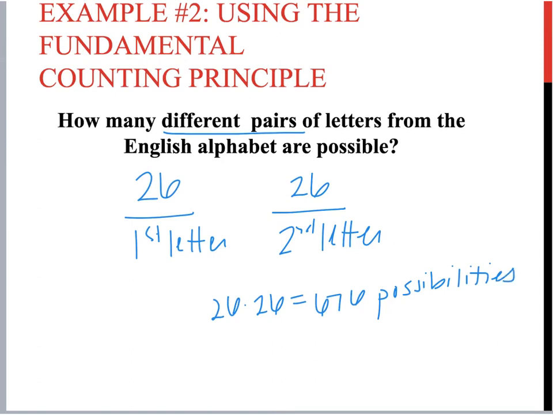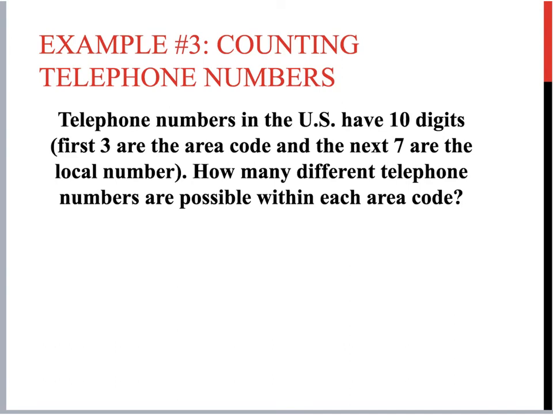All right, let's look at our last one. In example 3, again, we're dealing with counting telephone numbers. It says telephone numbers in the U.S. have 10 digits. First there are 3 for the area code. The next 7 are the local number. It says how many different telephone numbers are possible within each area code. So if we think about our local number, because it says within each area code, we're not having to do the spot for the area code.